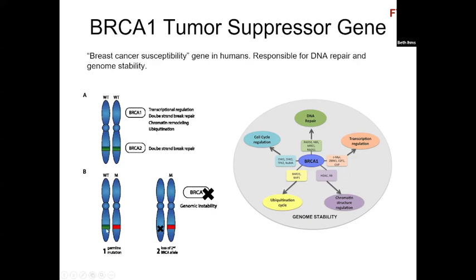Many people are born with 1 missing or mutated, so you only have 1 functional BRCA. So you are at risk of developing a mutation in your other copy, right? If you develop a mutation in 1 copy and you don't have another functional copy, that's a 2-hit. You have no functional tumor suppressor gene.